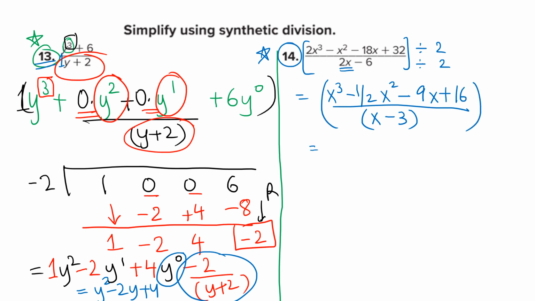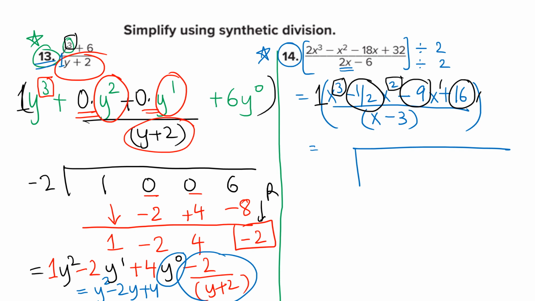So now we are ready for synthetic division. Let's make the table. What are the numbers here? 1, minus half, minus 9, and 16. Do you have anything missing? Let's see. 3, 2, 1, 0. Nothing missing. So it's perfect. We can directly use the numbers. Let's put the numbers. And this is minus 3, so it will be plus 3.